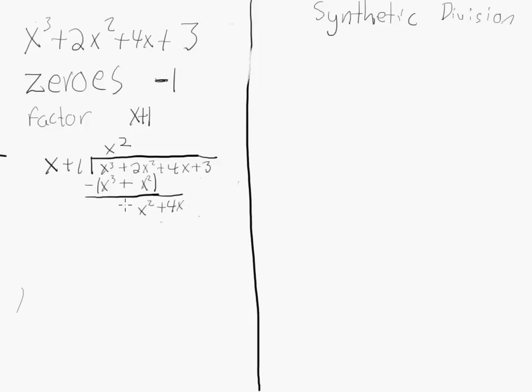So, I asked myself the same question. I have this x, and I want it to turn into x squared, so I'm going to have to multiply that entire binomial by x. x times x is x squared.